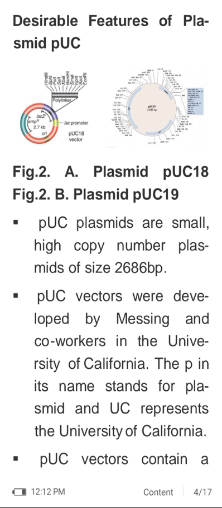Plasmid pUC18, plasmid pUC19. Here we could see the picture. pUC plasmids are small, high copy number plasmids of size 2686 base pairs. pUC vectors were developed by Messing and co-workers in the University of California. The p in its name stands for plasmid and UC represents the University of California.